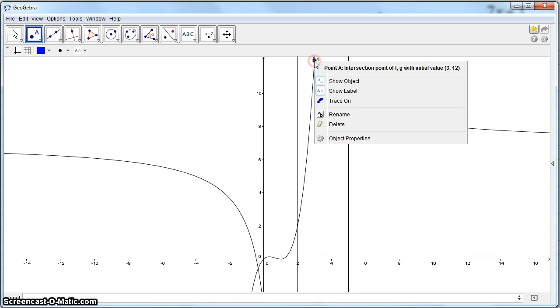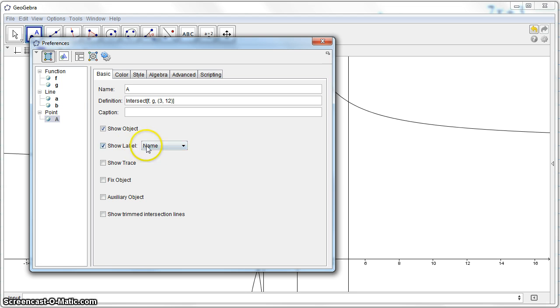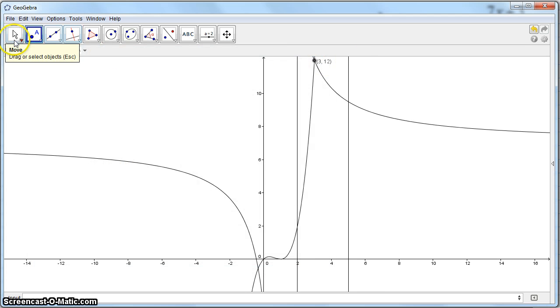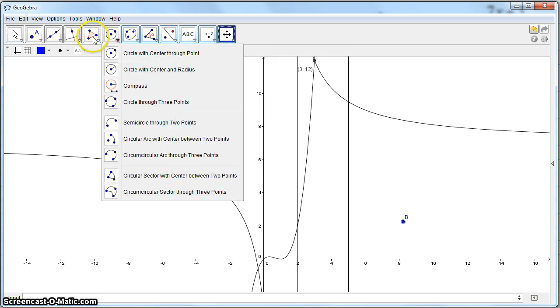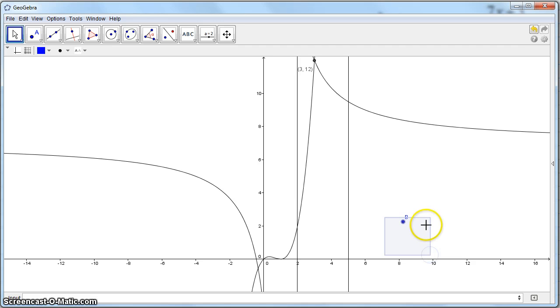And so I can find that out. I've named this point A, so I'm just going to ask to show its value. And I can see that this occurs at the point (3, 12). So that means that the x-coordinate here is 3. I don't particularly care about the y-coordinate. The x-coordinate, though, is 3.